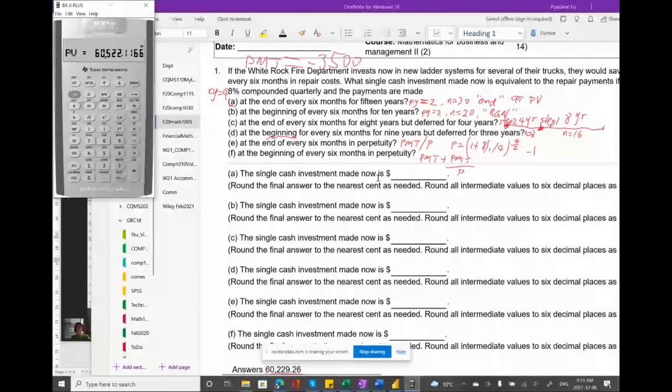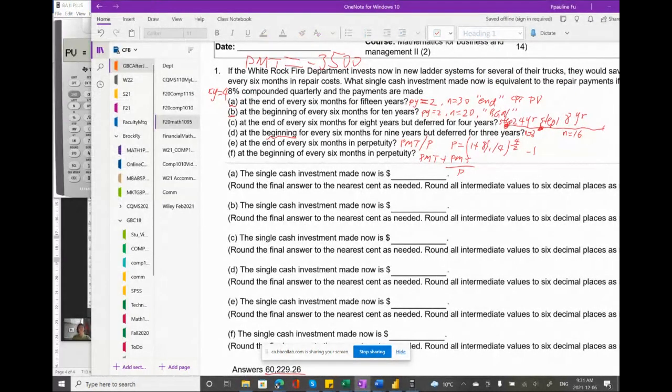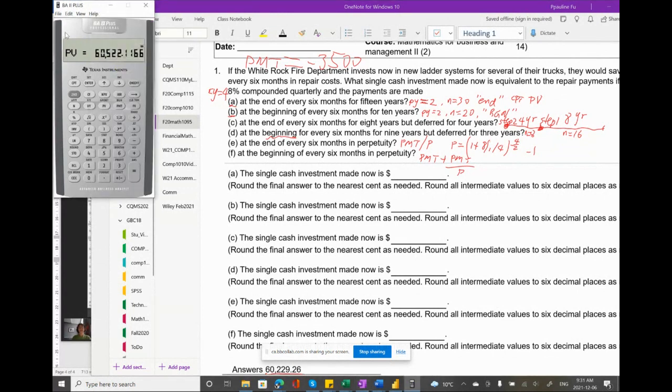So now let's do question B. Question B said at the beginning of every 6 months for 10 years, so your calculator must be set at begin mode. Okay, so how do you set begin mode? Second quit, second begin, second set, second quit. So now you see top right corner BGN, that is begin mode. Okay, so go back to question B.